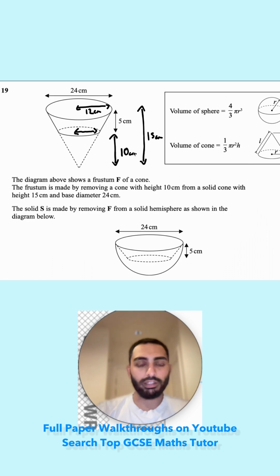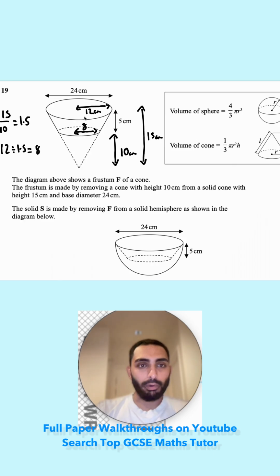So how would we find the scale factor going from the larger cone to the smaller cone? I'm going to do the large height divided by the small height. So 15 divided by 10, which is 1.5. So this 1.5 is telling me that the small cone is multiplied by 1.5 to get to the larger cone. Because we know the larger cone's radius, I'm going to divide this by 1.5. So 12 divided by 1.5, and that will give me the radius of this smaller cone. 12 divided by 1.5 is 8.